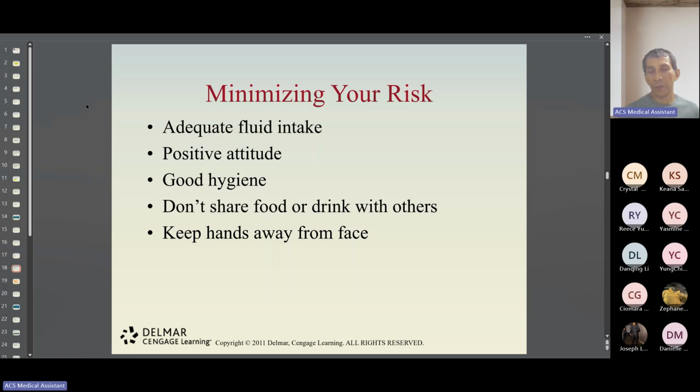Keep hands away from face. Remember, our hands are the mode of transmission for direct contact, transferring microorganisms. Remember, our hands are touching everything. We don't see the microorganisms on our hands.